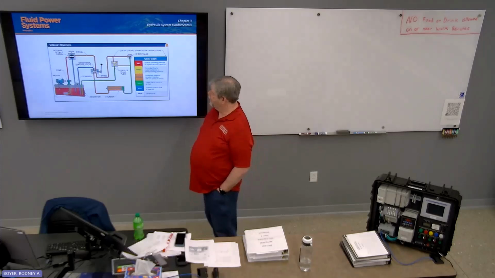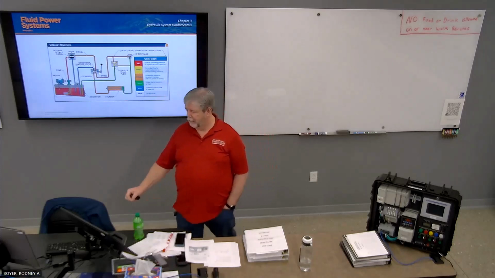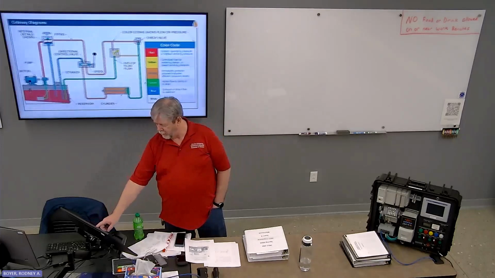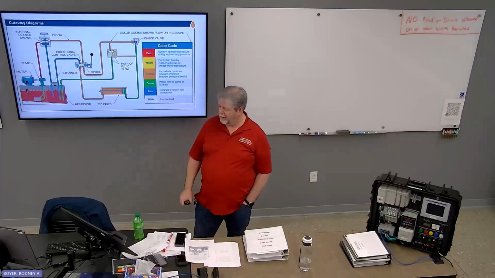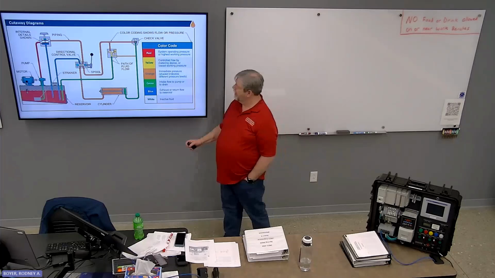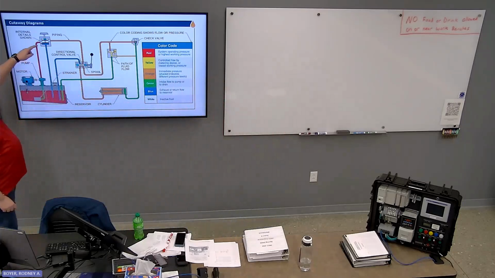Cutaway diagram, you can see the internals. There's a color code for the flow of pressure there. Red is the highest operating pressure, or system pressure, as that is directly off of the pump before you get to the pressure relief. That is the highest pressure that the system will ever see, directly off the output of the pump.